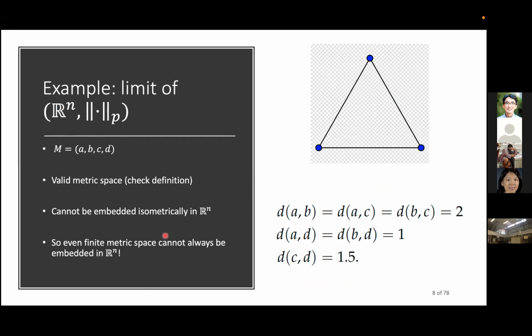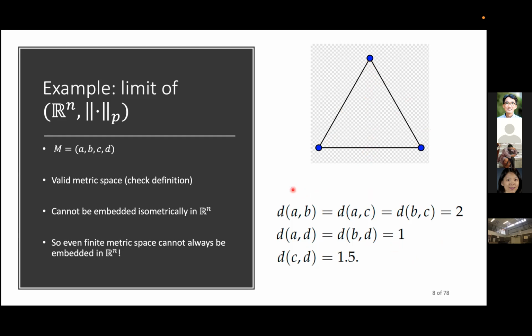However, it's not actually embeddable in Rn, because here, the first line is basically saying it's an equilateral triangle. The second one is saying that you have a midpoint, and the third one is connecting this one to the midpoint. And by just basic geometry, we know this one is not 1.5, but this is a valid metric space. So in short, Euclidean space cannot embed even all the finite metric spaces.